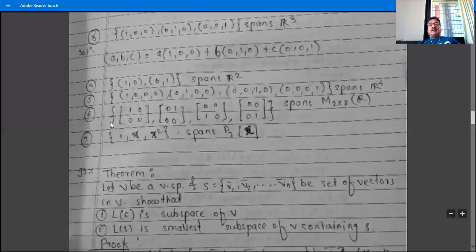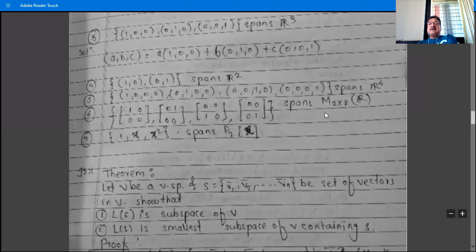In this way, the set of n-tuples (1, 0, 0, ..., 0), (0, 1, 0, ..., 0), and so on, up to the last element (0, 0, 0, ..., 1), that is the set of n-tuples, spans R raised to n. Okay, and in this way the matrices [1 0; 0 0], [0 1; 0 0], [0 0; 1 0] and [0 0; 0 1] span M2 by 2 of R. This set spans M2 by 2 of R.